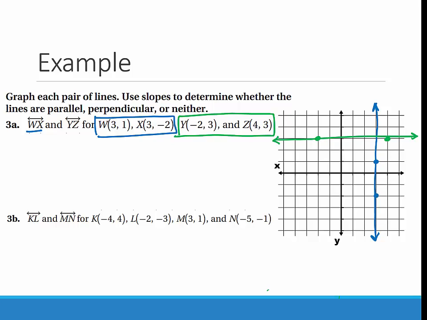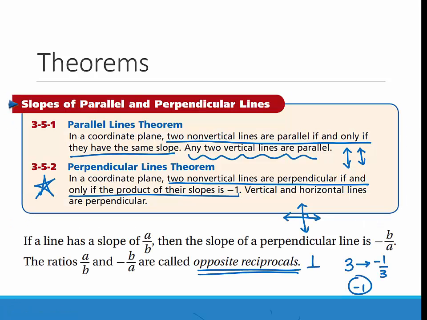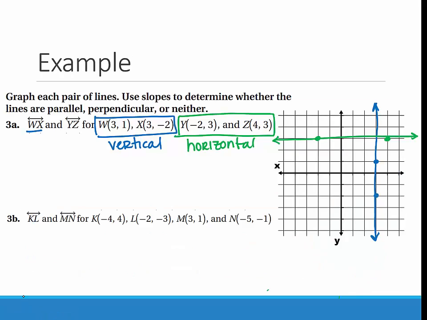So because the blue one has an undefined slope, we can't multiply their slopes together, but because one is vertical and one is horizontal, by the perpendicular lines theorem, we know they have to be perpendicular.